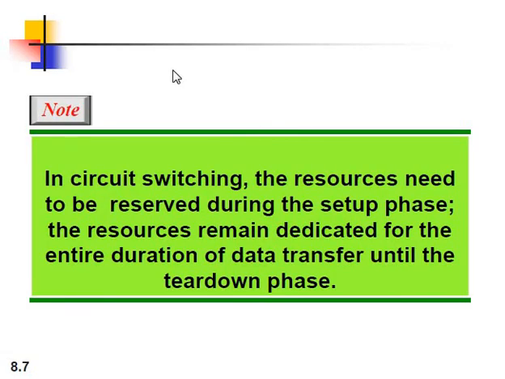The main idea in circuit switching is called reservation. Whatever resources we are going to use should be reserved before sending the information. So there are three phases for any data transfer: the setup phase, the data transfer phase and then the teardown phase. Now let us see the explanation of these three phases.